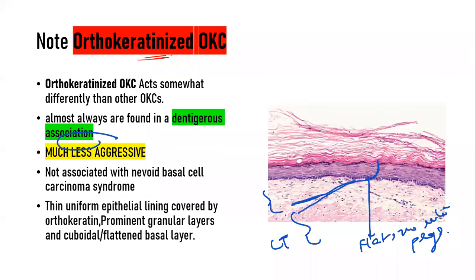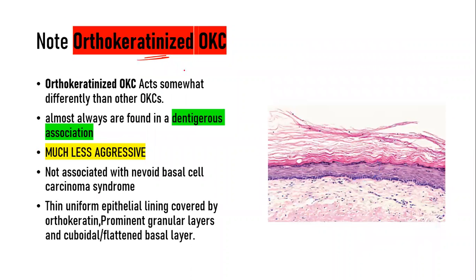Now, I was telling you about the orthokeratinized OKC. Why I have made a separate slide is because it acts differently than the other OKC, okay? It is almost always found in association with a dentigerous cyst, and it is less aggressive than the parakeratinized OKC. It is not associated with the nevoid basal cell carcinoma syndrome.